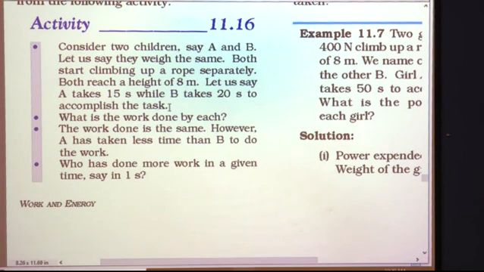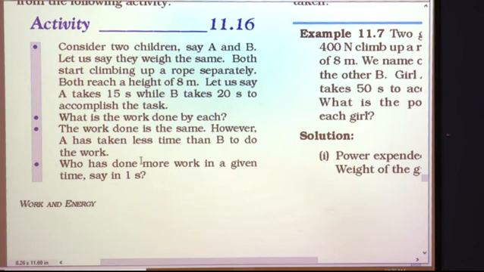So for completing the task, A requires 15 seconds and B requires 20 seconds. Then what is the work done by each? Is the work done the same? Yes, the work done is the same because both have climbed the rope and both have reached the top, which is at the height of 8 meters. So, the same kind of work is done.